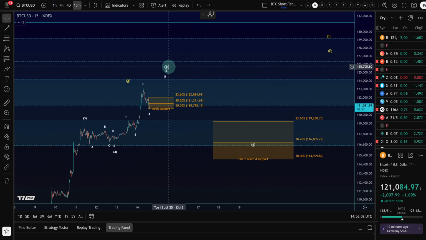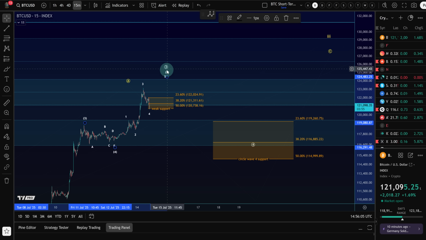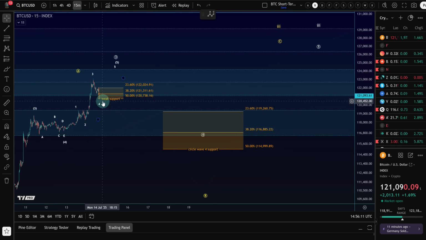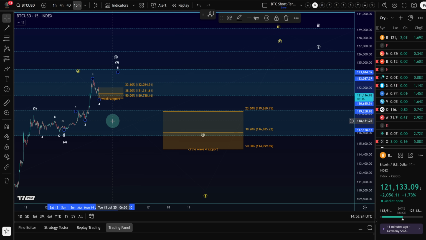Circle wave 3 has done what it needs to do. Even wave 5 of circle wave 3 has, but we might get one more upside extension in an impulse as long as this level holds. Below that level, this area becomes more important, and then we can start to track the correction into this area. But personally, I would prefer maybe one more high here. That would be ideal. So that should give you all the information for now.